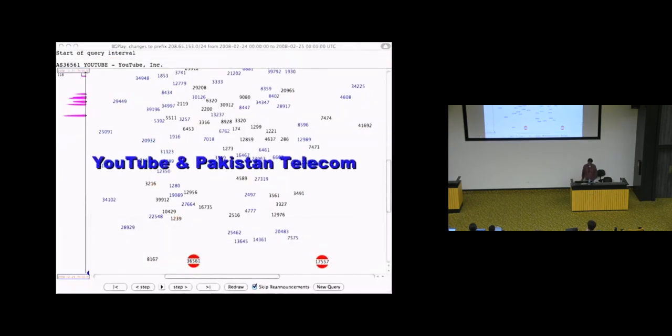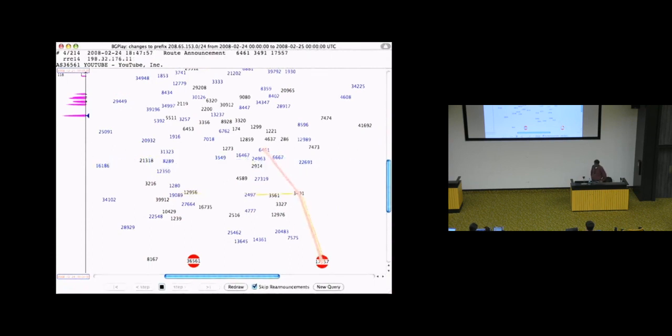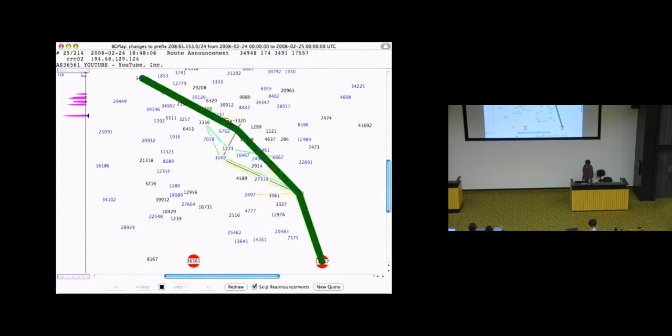Let us look at what the RIPE NCC Routing Information Service saw of the recent unauthorized route announcement affecting YouTube. This is BGPlay, a tool developed by Roma Tre University in Italy in close cooperation with the RIPE NCC. The red circle at the bottom right represents Pakistan Telecom's autonomous system number 17557, and the red circle on the bottom left, the YouTube autonomous system 36561.